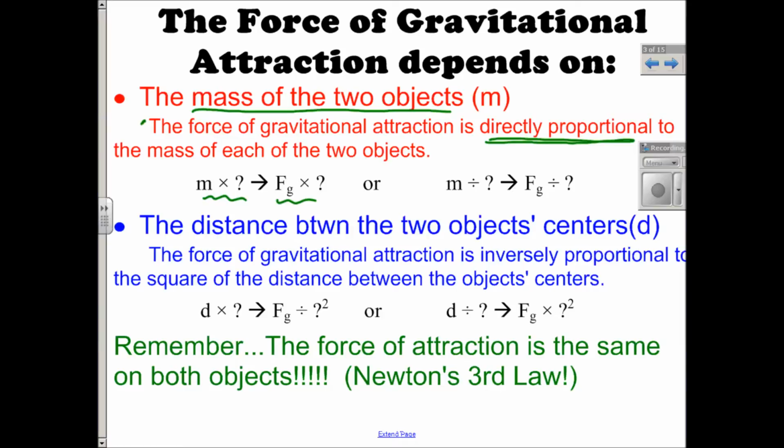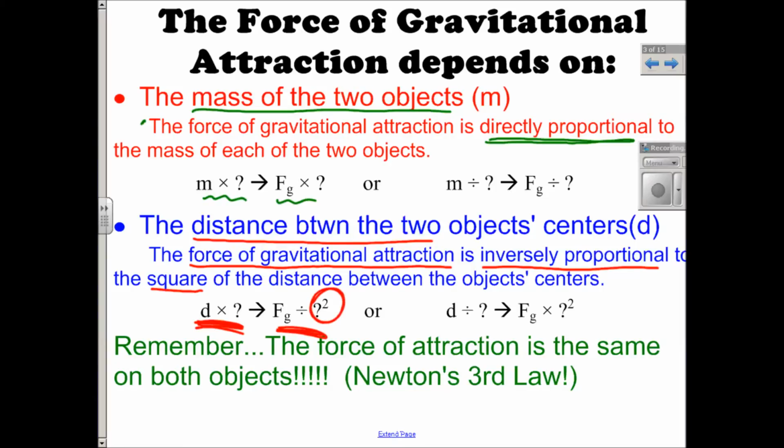Okay? He also realized that the distance was important. Okay? And that relationship turned out to be a little bit more complicated. But it turns out that the distance between the two objects' centers was important. And the force of gravitational attraction between the two objects is inversely proportional to the distance squared. So that's an inverse square relationship, which was the whole point of the last two videos you watched. All right, so it turns out as your distance increases, if you multiply your distance by something, then the force of attraction between them gets divided by the same number squared.